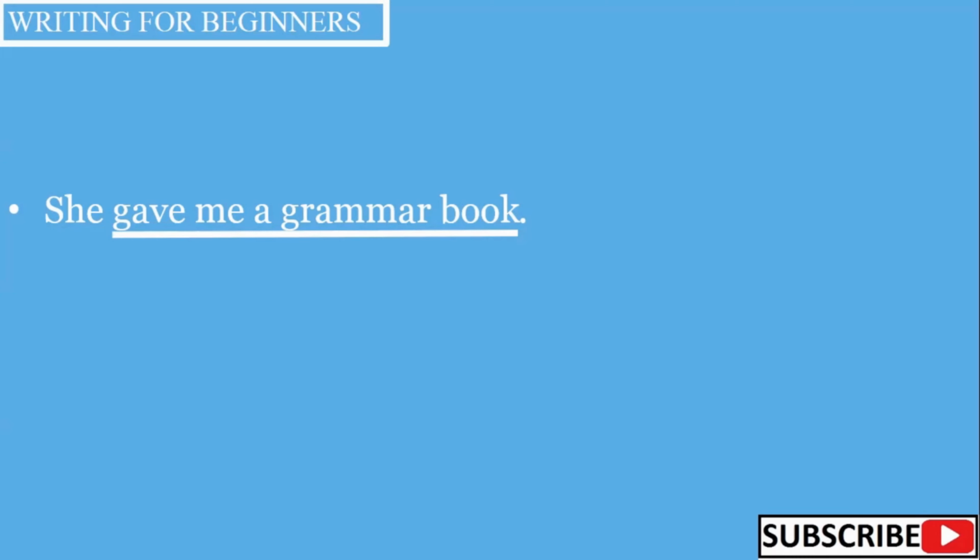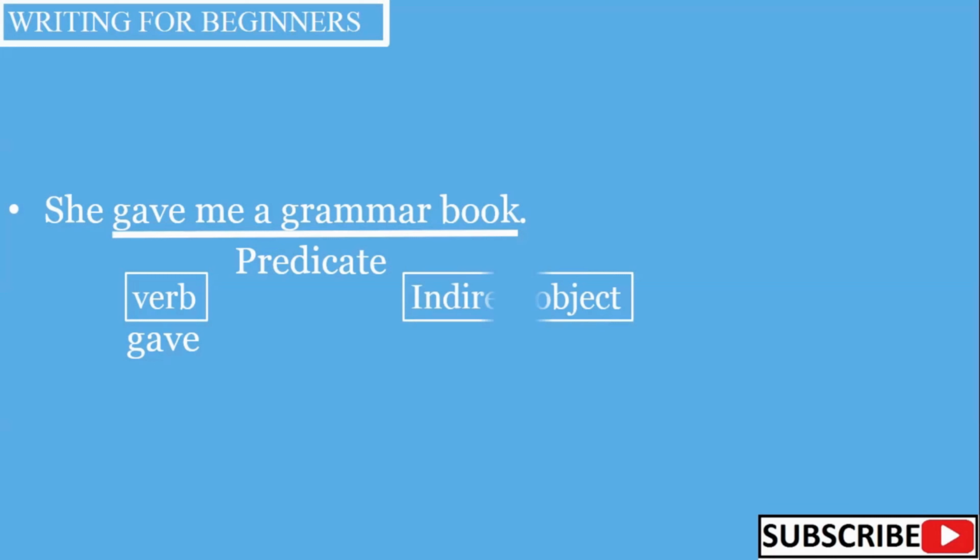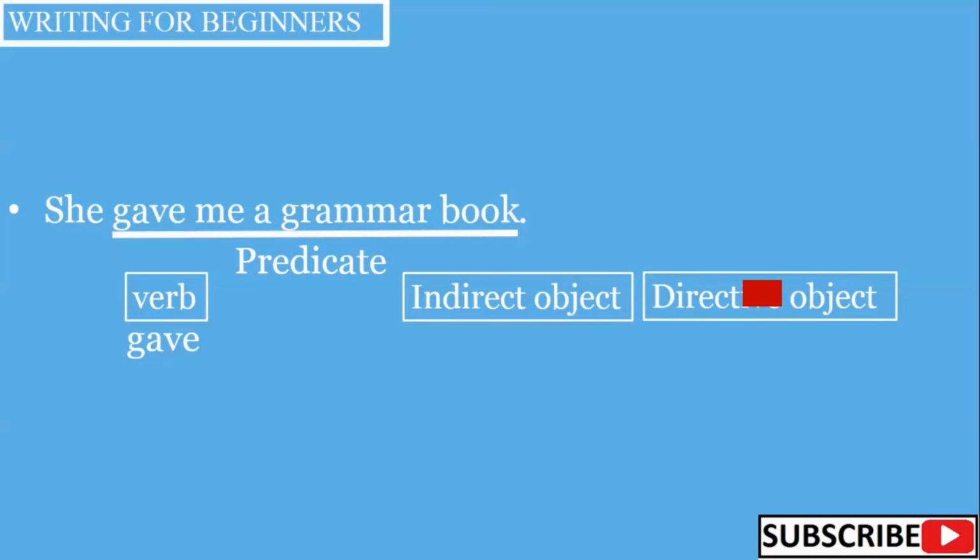Me a grammar book. In a predicate we can have an indirect object and a direct object as well. So me is the indirect object. A grammar book is the direct object. So this way we can have in a predicate an indirect object and a direct object. So in the same way you can remind yourself of it again.